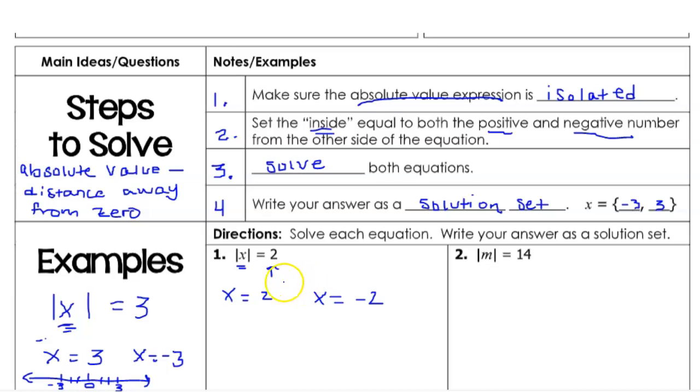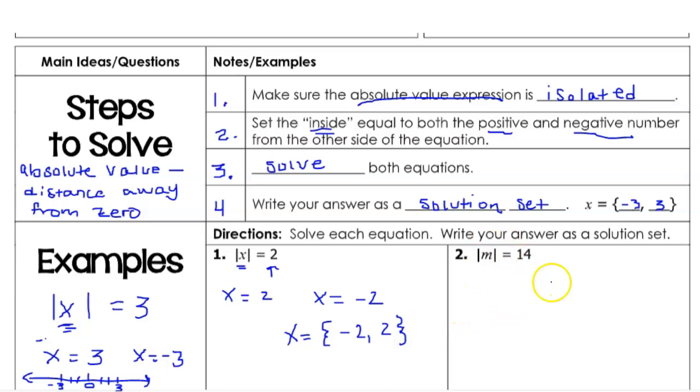All right, guys, go ahead and do number 2 with me. Tell me, what would m equal? All right, we go through the steps. Absolute value is by itself. It's isolated. Now we're going to set both sides. Hold on. Miss Bennett forgot her last step. I forgot to write number 1 as a solution set. x equals my brackets -2, 2. Sorry, I forgot that.